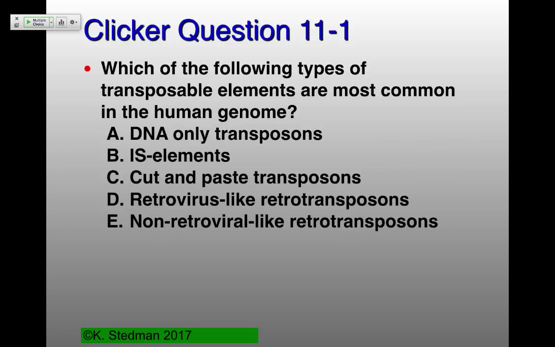Which of the following types of transposable elements are the most common in the human genome? DNA-only transposons, IS elements, cut-and-paste transposons, retrovirus-like retrotransposons, or non-retroviral-like retrotransposons?